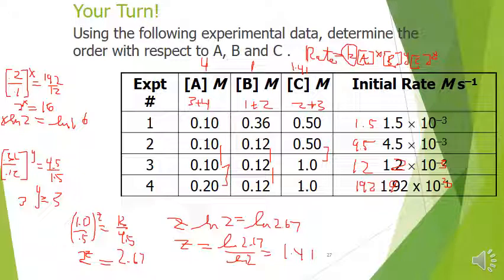So to figure out k, you could use any one of the experiments. So let's say we use experiment number 1. So put 1.5 times 10 to the minus third in. A, so 0.1 to the fourth power, 0.636 to the first power, and 0.5 to 1.4. Plug them all in, and then solve for k.